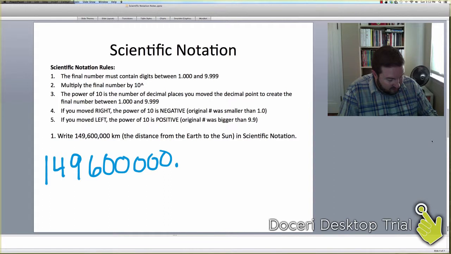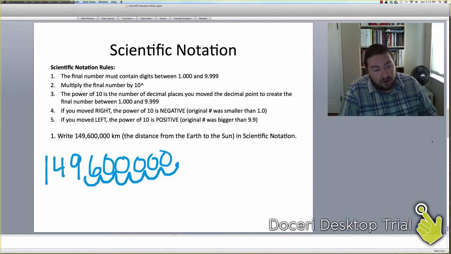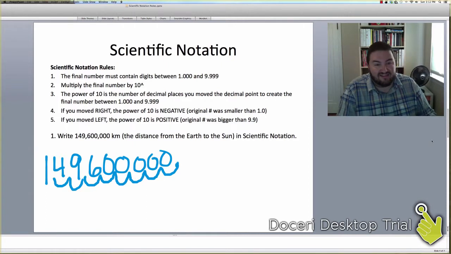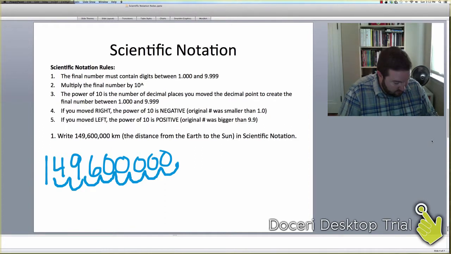And again, I just keep moving the decimal point and asking myself each time, does this number fall between 1 and 9.99? Maybe I would stop here and say, does this work? But no, it's 149.6, not small enough yet. So I keep going. Nope, 14.9, almost there. One more, and all of a sudden 1.496 definitely falls in that range for step number 1, between 1 and 9.99. So now I know where I need to be. So I can draw my decimal point in, and now count how many places I moved. So I went 1, 2, 3, 4, 5, 6, 7, 8 places to the left.